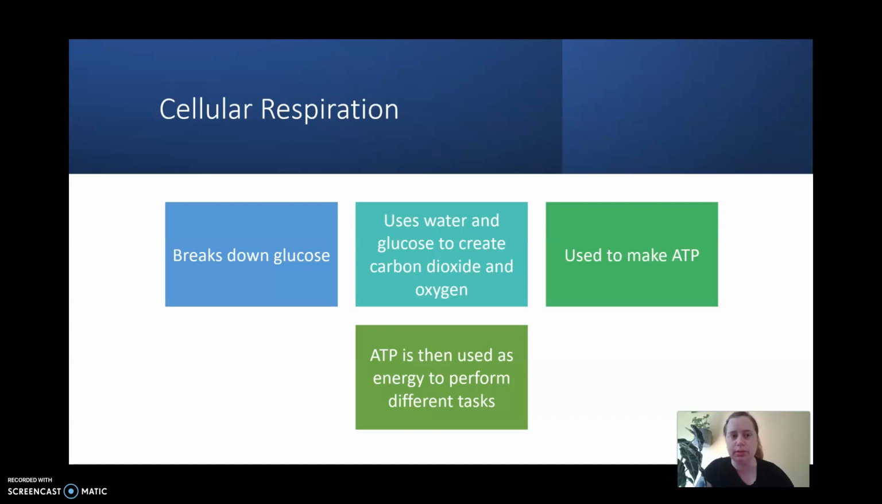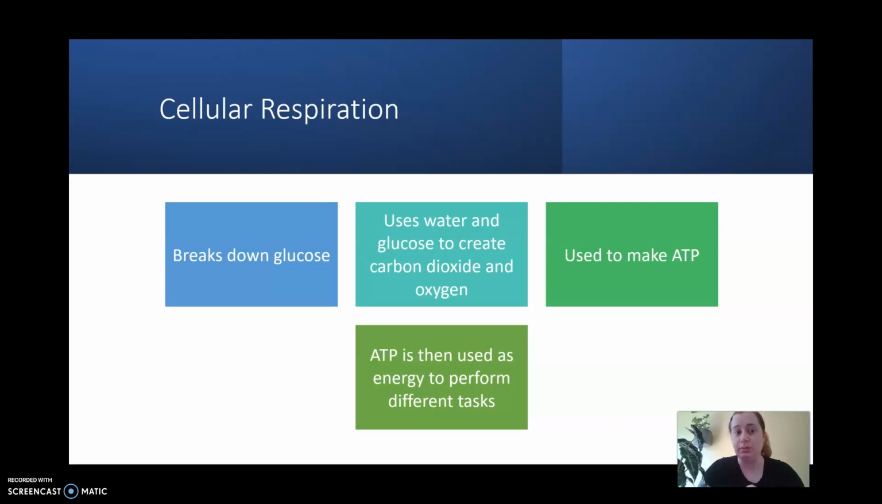So first we'll go over cellular respiration. What that does is it works to break down glucose. It actually uses water and glucose to create carbon dioxide and oxygen. What this does is it creates something called ATP. That ATP is then used as energy in cells, almost like an energy currency, so to speak. And then that is used to perform different tasks.